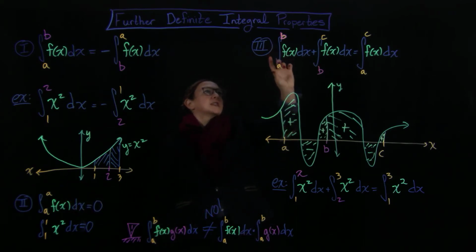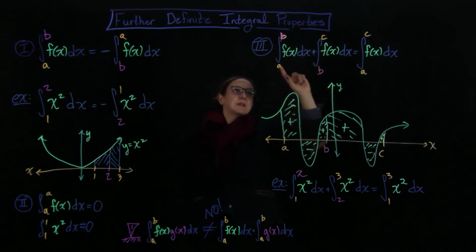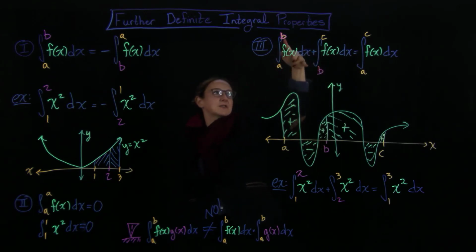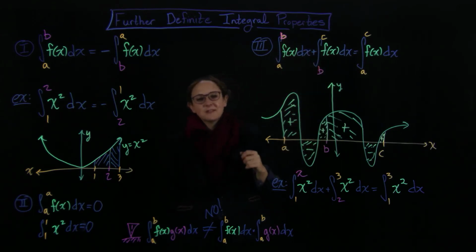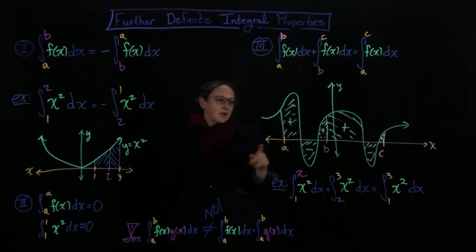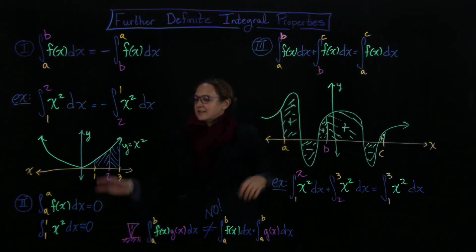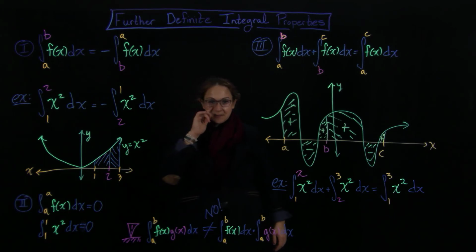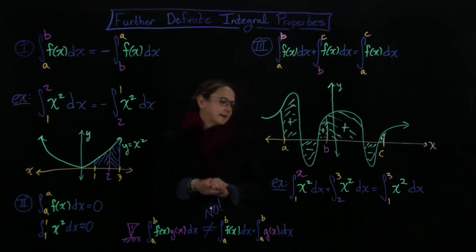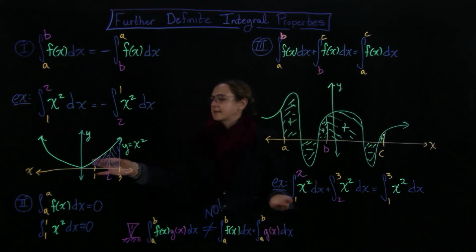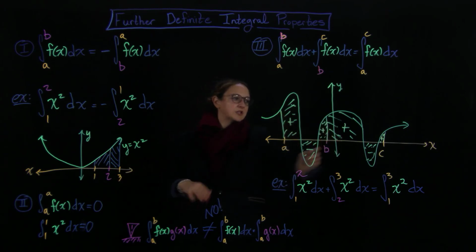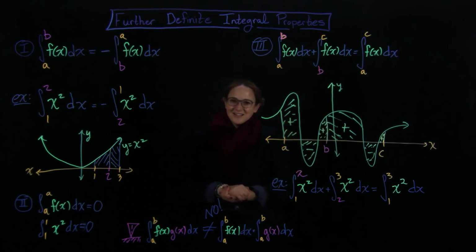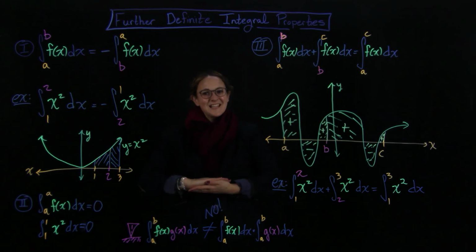This one, if it's a to b and then b to c, it does matter that those are the two that match up, which is why I made them the same color. That really is just piecing together the areas, and so that should make a lot of sense. You can see this in the example here, and this picture works with both signed areas. Okay, so I hope that made some sense, and I will see you in the next lecture.